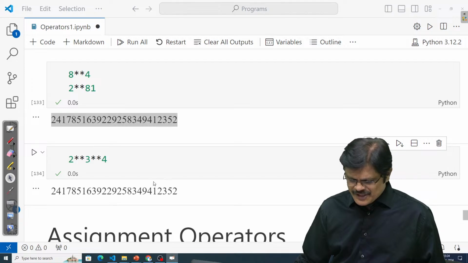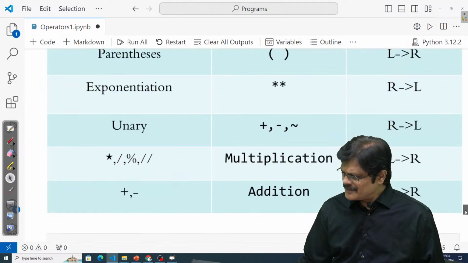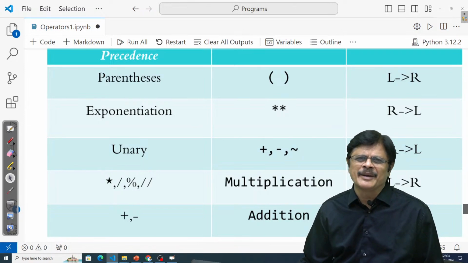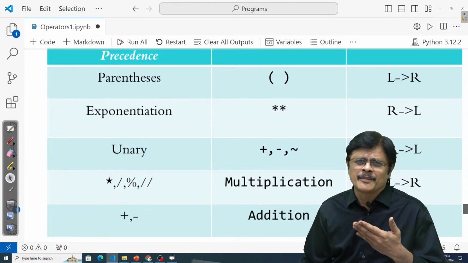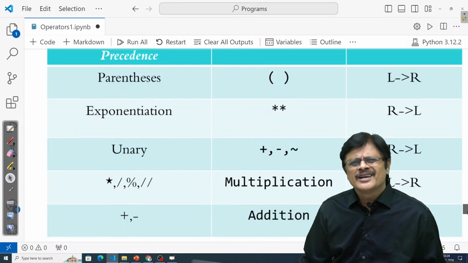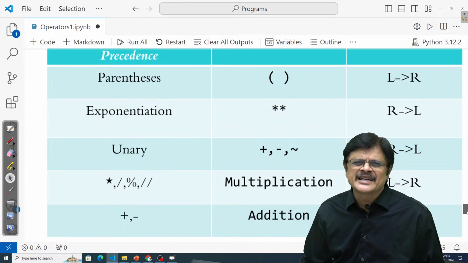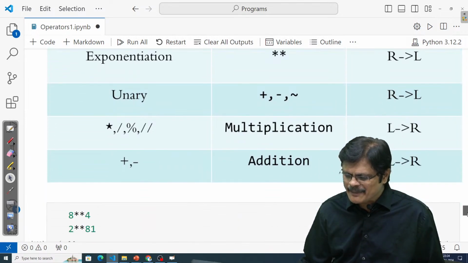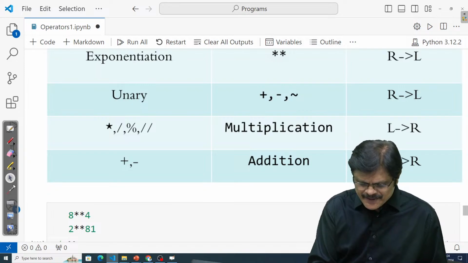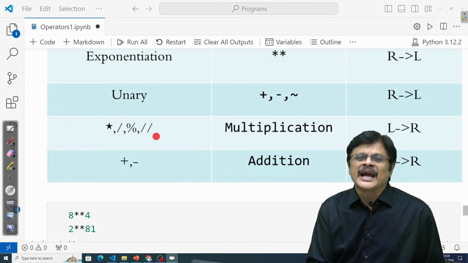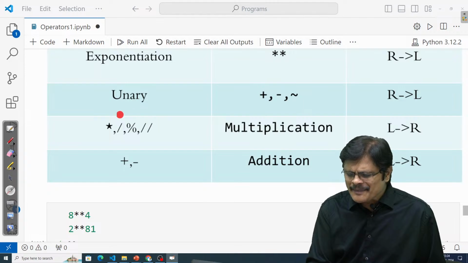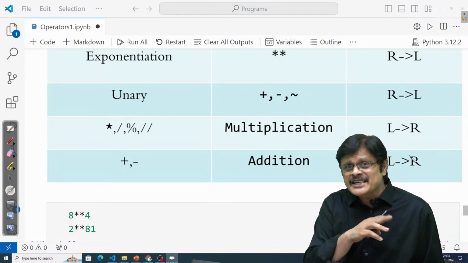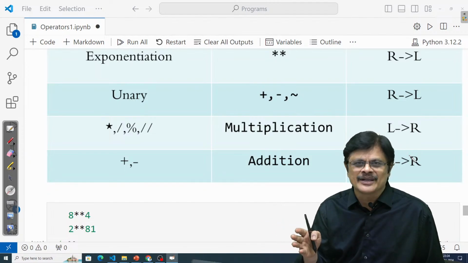After exponentiation, we have unary addition and unary subtraction, which have the next precedence. Of course, as I told you, we don't have prefix and postfix operators, so not much to worry about there. Then we have multiplication, division, percentile (modulus) and floor division, which we call multiplication operators. They are all left to right associative and their precedence is equal.